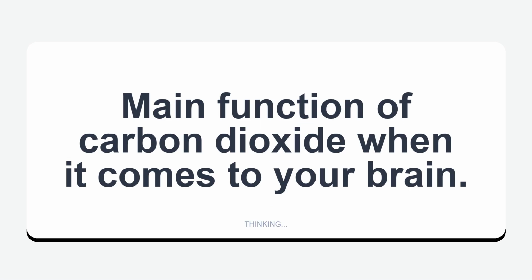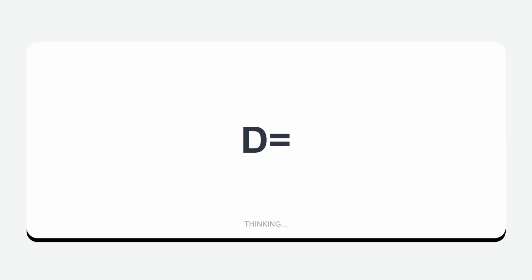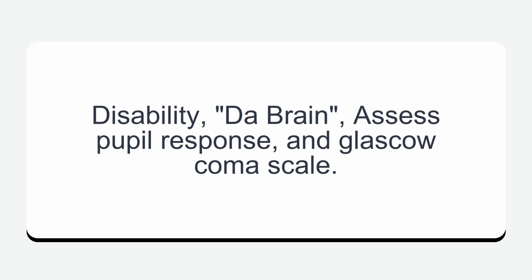Main function of carbon dioxide when it comes to your brain. Primary regulator of blood flow to the brain. D equals disability, the brain, assess pupil response, and Glasgow Coma Scale.